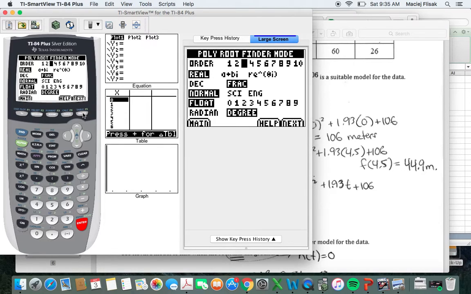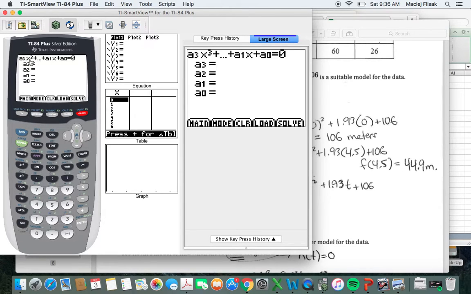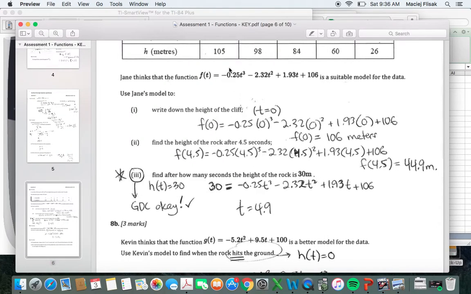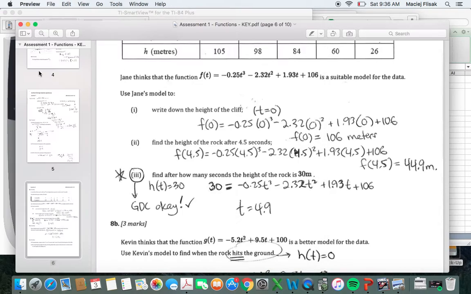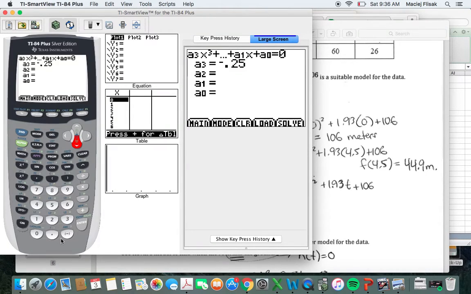So now I'm gonna press graph, which is below the next, so next. And now notice it's a cubed function, and it wants to know what's the first coefficient gonna be, the second coefficient, the third one, and the final one. So the number in front of the x cubed, let's see. Well, that's negative 0.25. So I'm going to go negative 0.25. All right. Then I need the next coefficient. That's going to be the thing in front of the t squared. So here, t squared, negative 2.32. So negative 2.32.